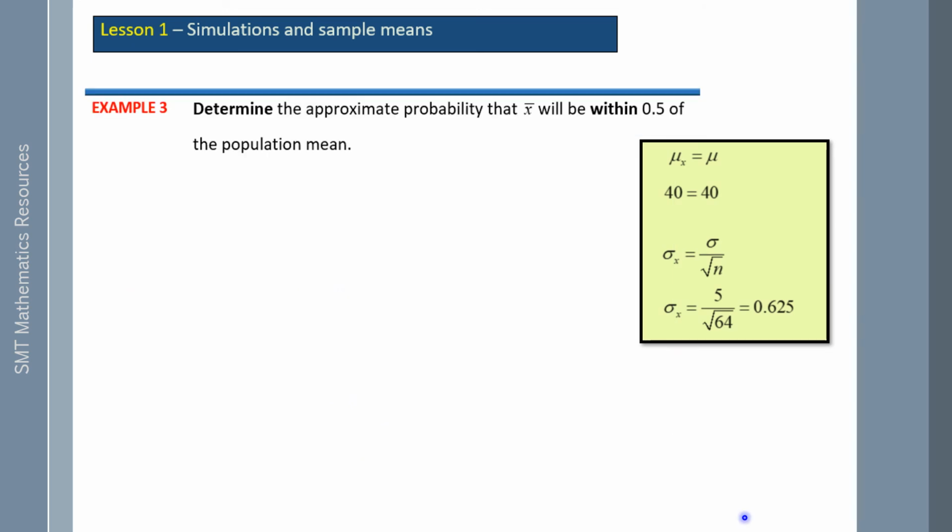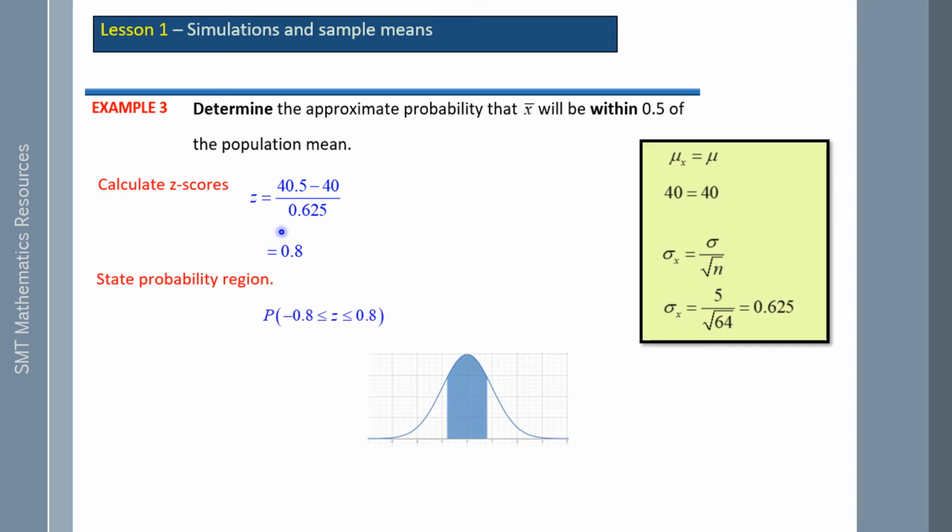Example 3. Determine the approximate probability that X bar will be within 0.5 of the population mean. Note, before, the mean was 40 and the standard deviation of the sample mean was 0.625. So calculate the Z scores. Note that I'm saying I want to be within 0.5. So that's 40.5, subtract the mean, divided by the standard deviation. That's 0.8. So what I'm trying to work out is that my sample mean will be within 0.5 of the population mean, which is a Z score of 0.8 either side of the mean. So Z scores range between negative 0.8 and 0.8. Calculation of that is the probability of Z being less than 0.8, take away the probability of Z being less than negative 0.8. That is 57.62% approximately.